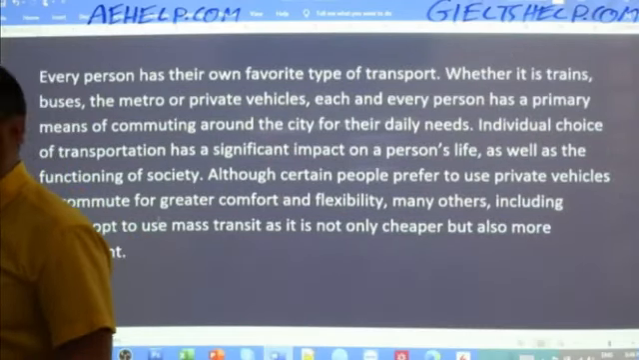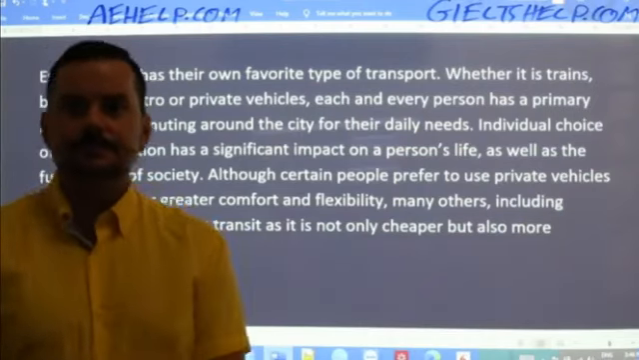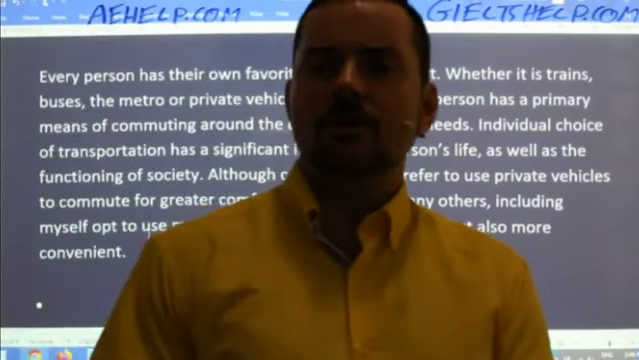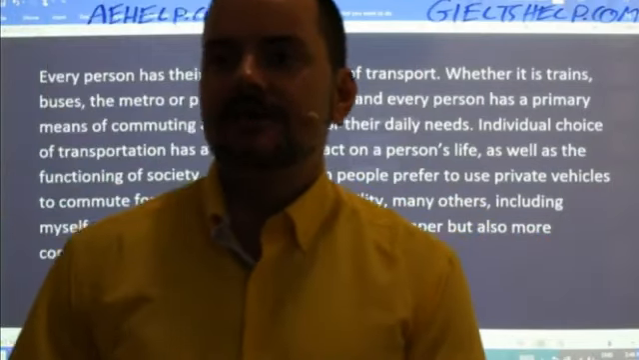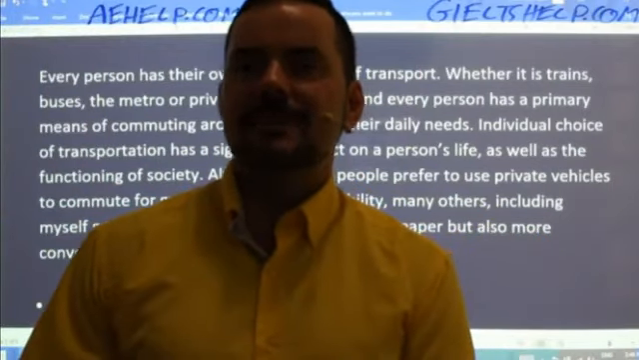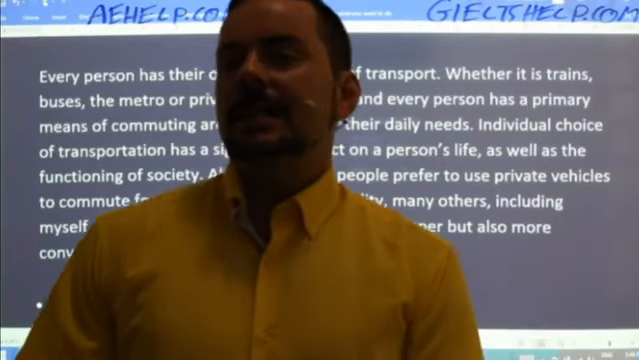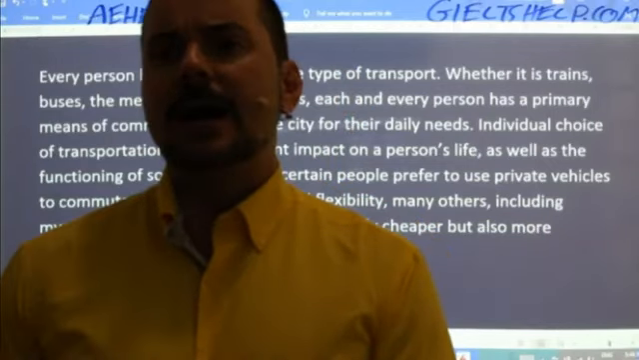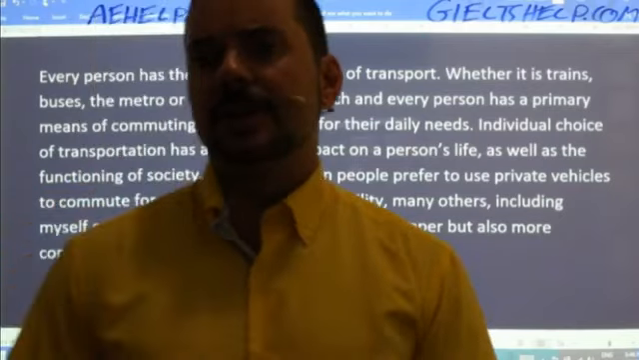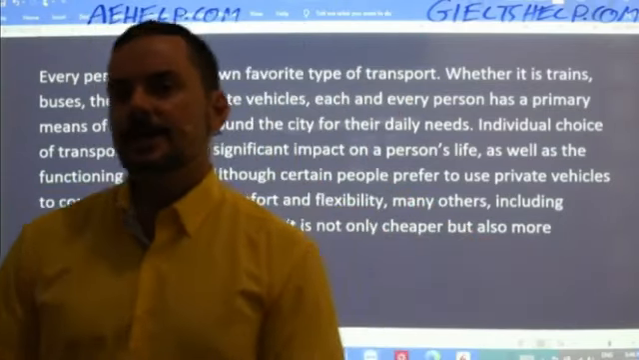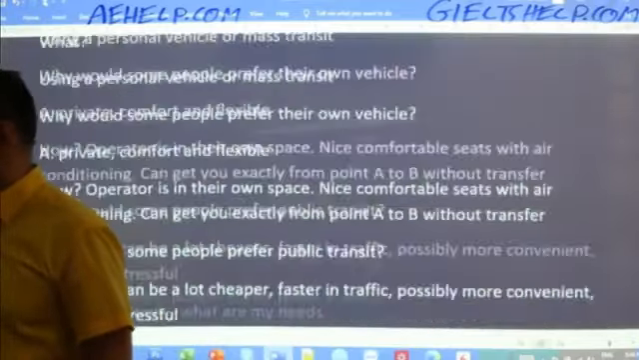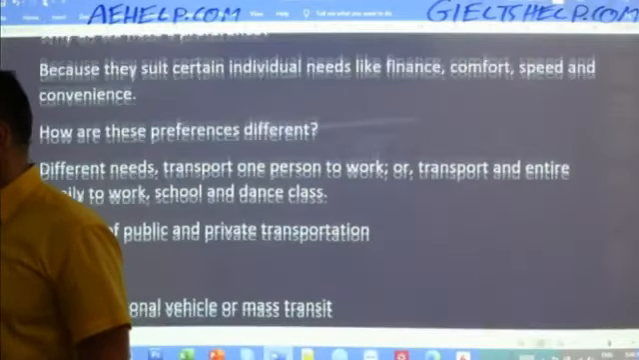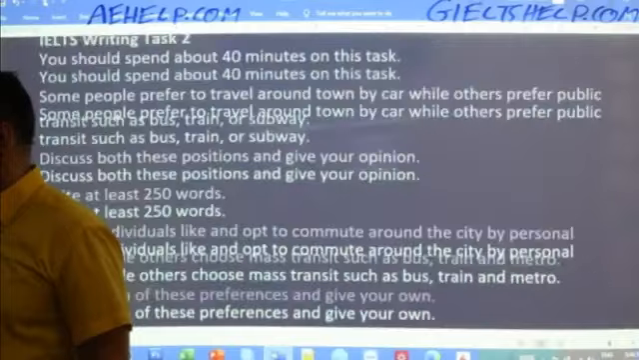All right, Lydia says, sir, I've got a question. Is it a correct way to say both these types of transport have their own benefits and drawbacks at the end of the thesis? No, I wouldn't discuss drawbacks here, Lydia. Okay. Again, Lydia, it's a good question. Pay attention to the original question, right? It's really important, students, that you pay close attention.